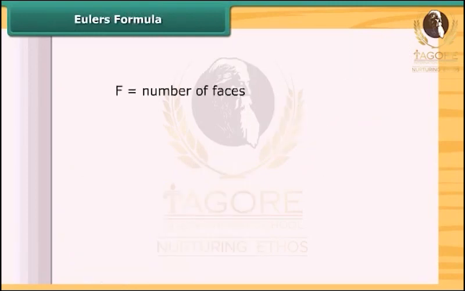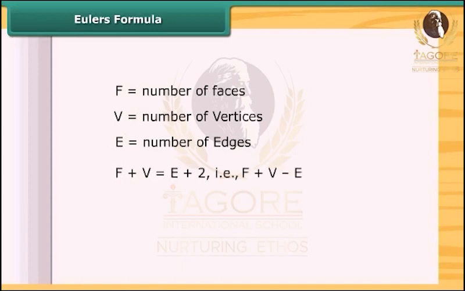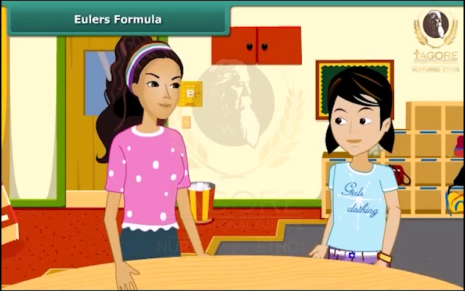If F stands for the number of faces, V stands for the number of vertices, and E stands for the number of edges, then Euler's formula is F plus V is equal to E plus 2. That is, F plus V minus E is equal to 2. This formula is true for any polyhedron. If the number of vertices and the number of edges of a polyhedron are given, then we can find the number of faces of that polyhedron using Euler's formula.